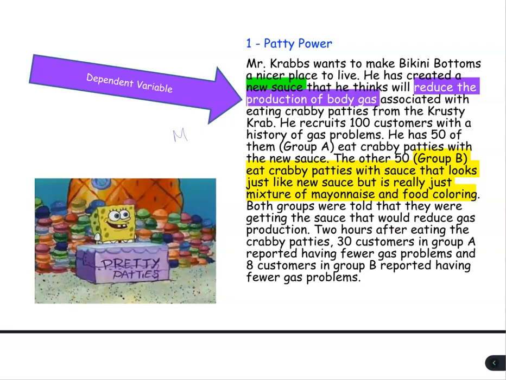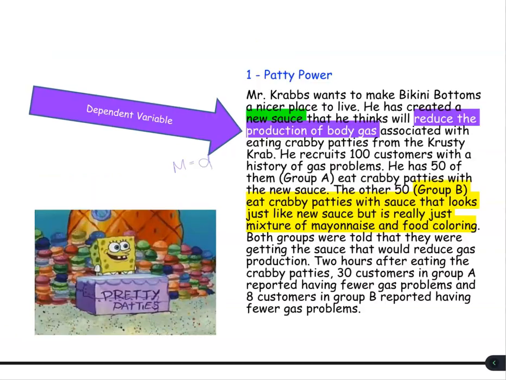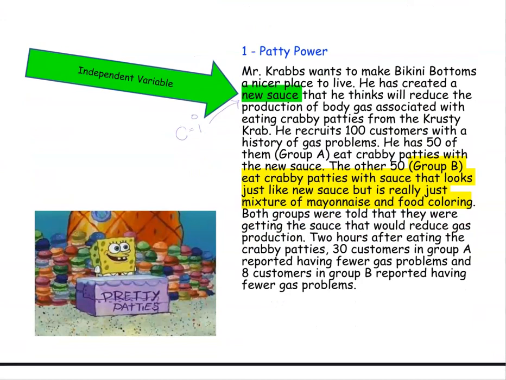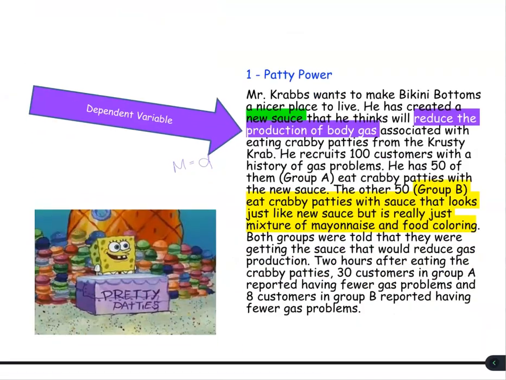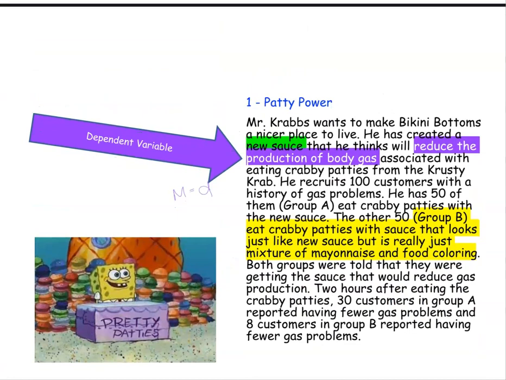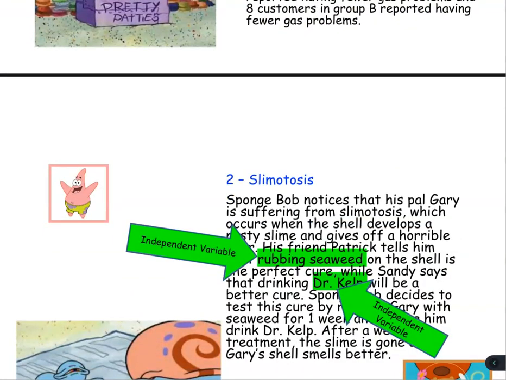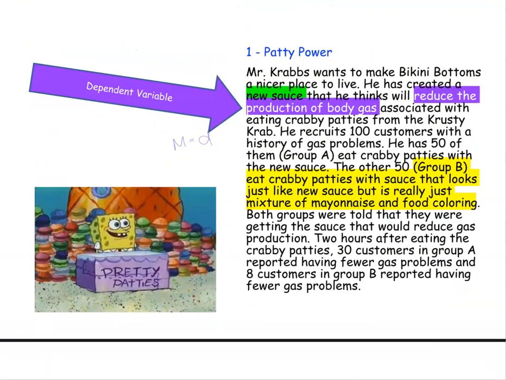So what did we measure? That's the dependent variable. So the people in SpongeBob's friends group that got the new sauce, we want to see if eating that new sauce caused them to have less gas problems. So the gas problems are what we're measuring, and so that would be our dependent variable. Group B is our control group because they did not get the new sauce. They just got regular sauce. The hardest part on these problems is determining what is the independent variable and what's the dependent variable.